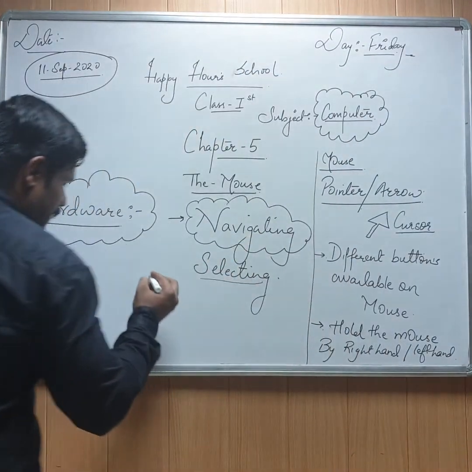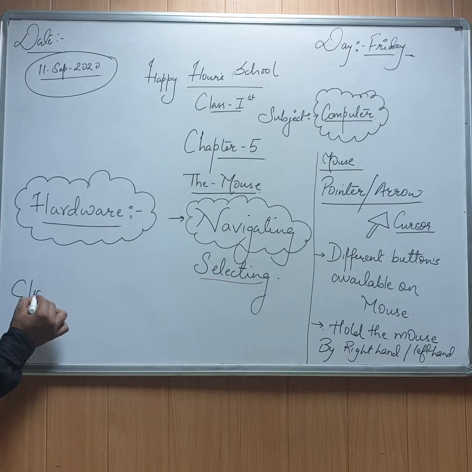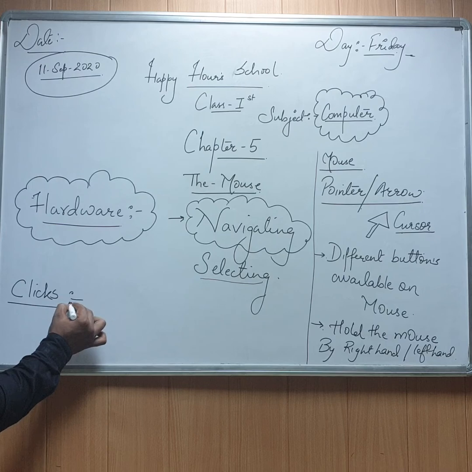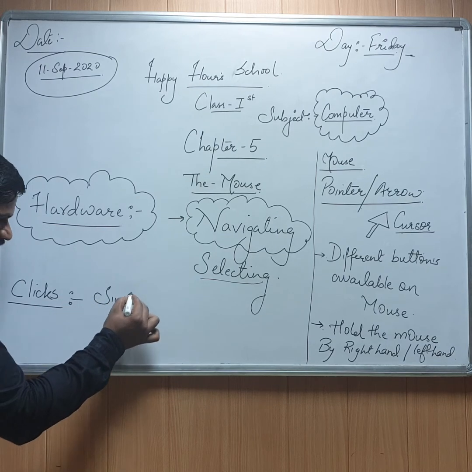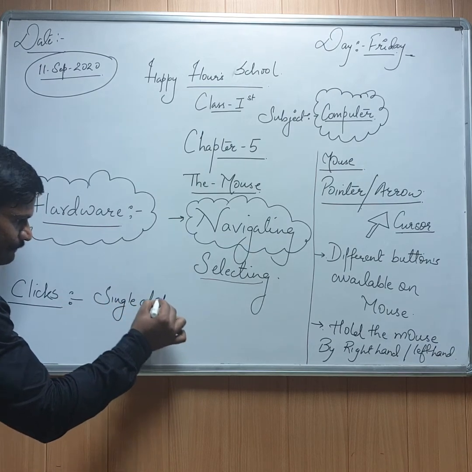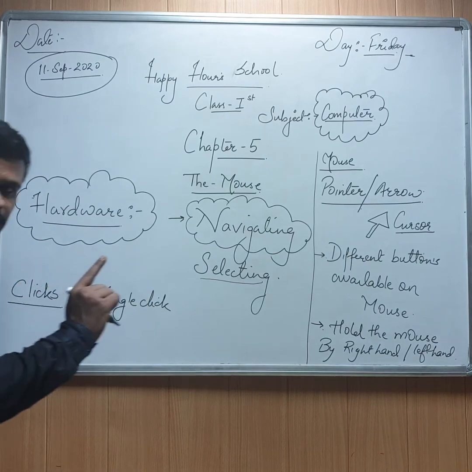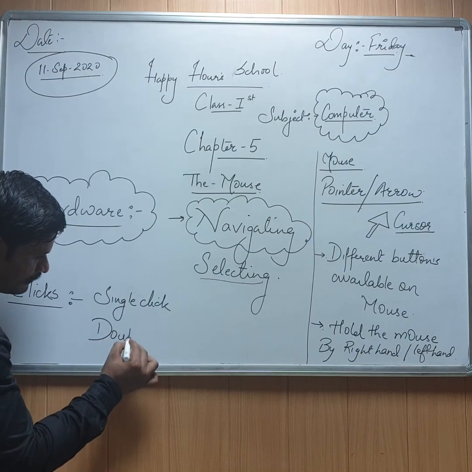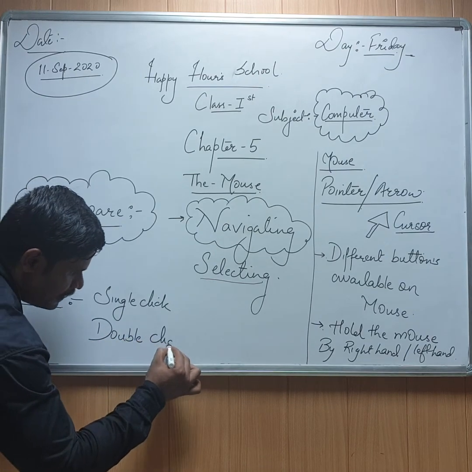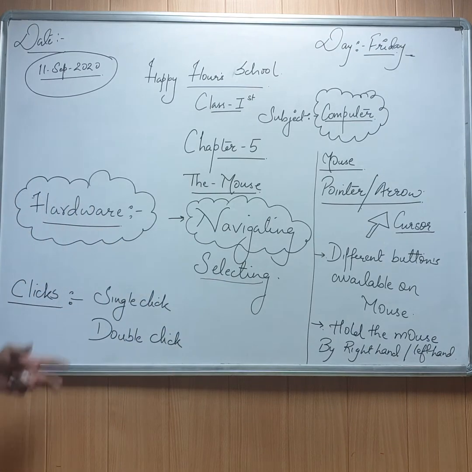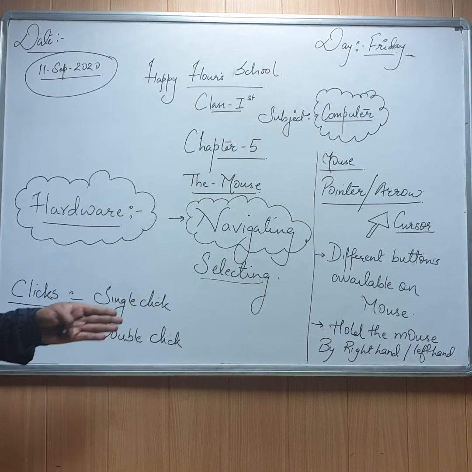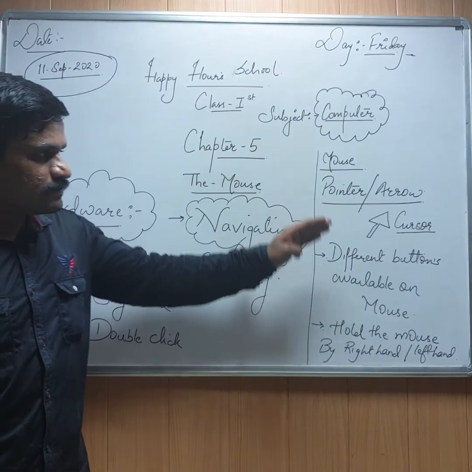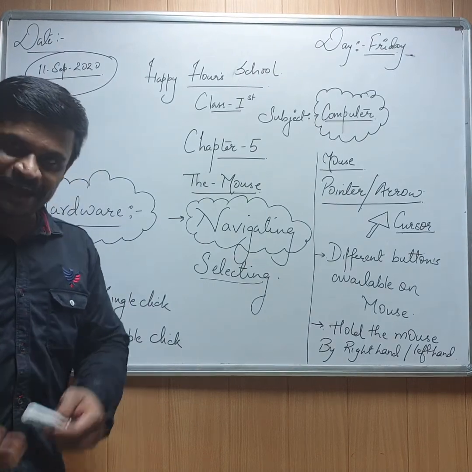We will also be studying about the click, whether it is a left click. In this, we will be studying about single click. What will happen if we click once on the left button of the mouse, and why are we using the double click, for what purpose we use double click. So we will be studying about single click as well as double click. So these all topics will be covered in the next part of the video.